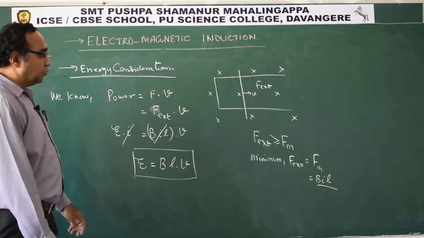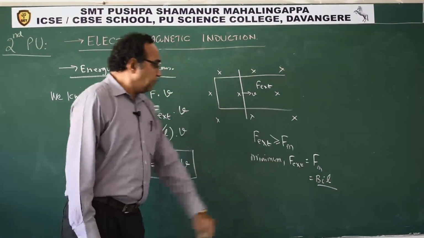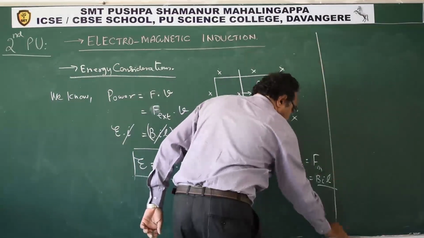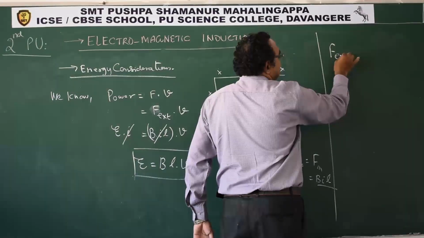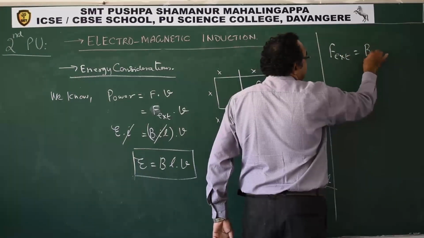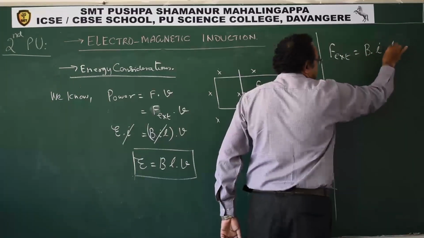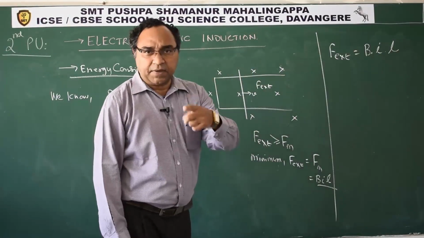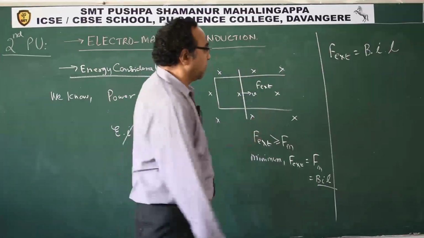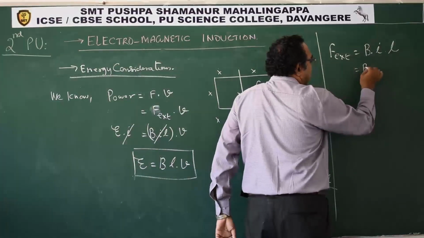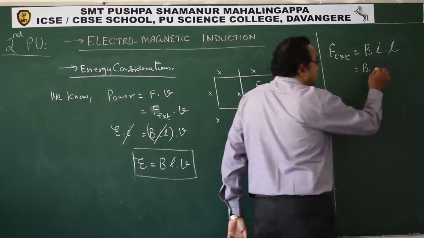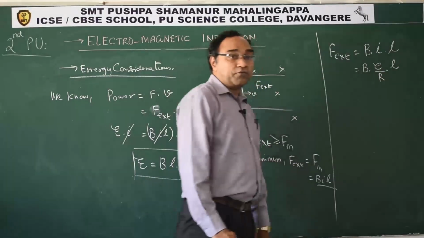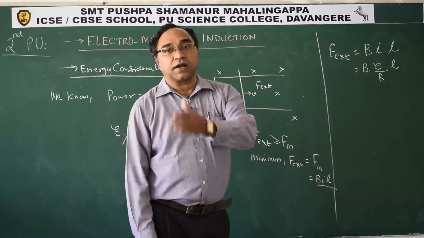Now coming to F external, what did we write? We wrote F external minimum is equal to BIL, correct? This is what we got. This I think you have done in magnetic effects of electric current. This is the result. Now observe here, I can be written as what? From Ohm's law, E by R. From Ohm's law, V is I into R, I is V by R.